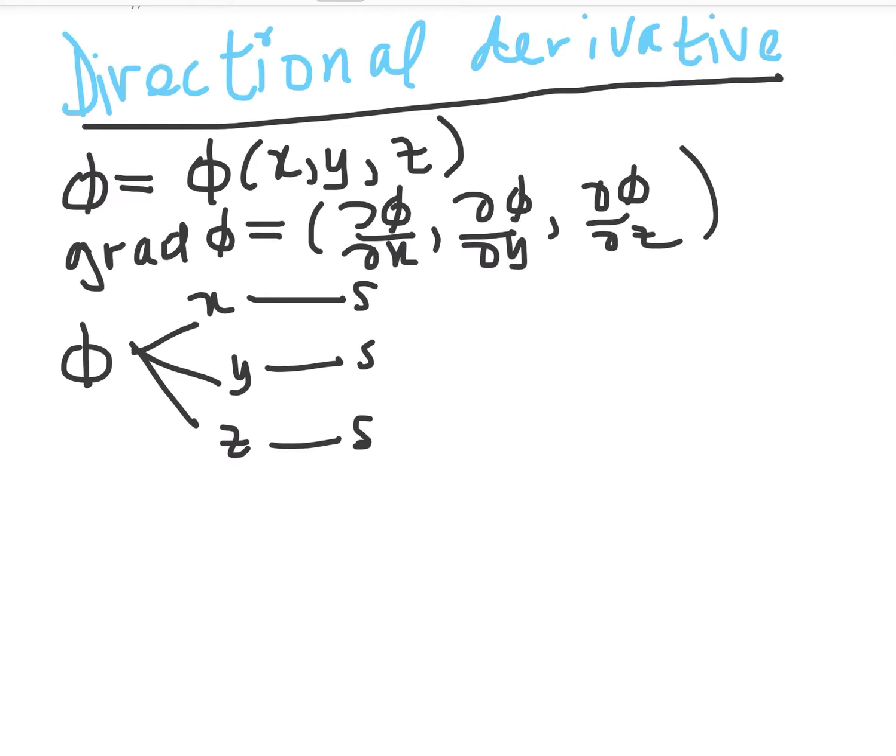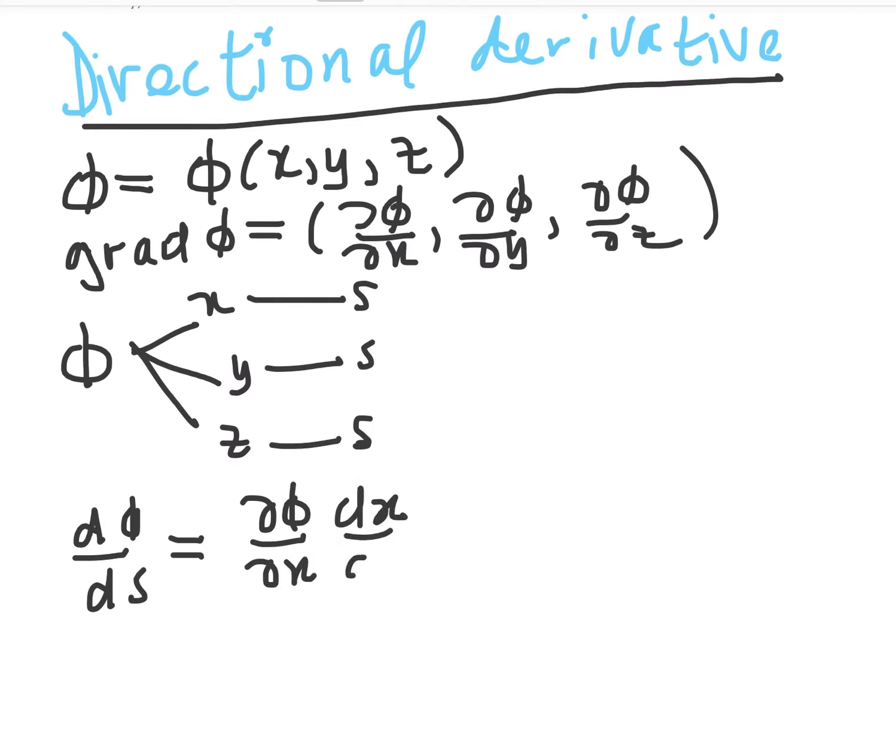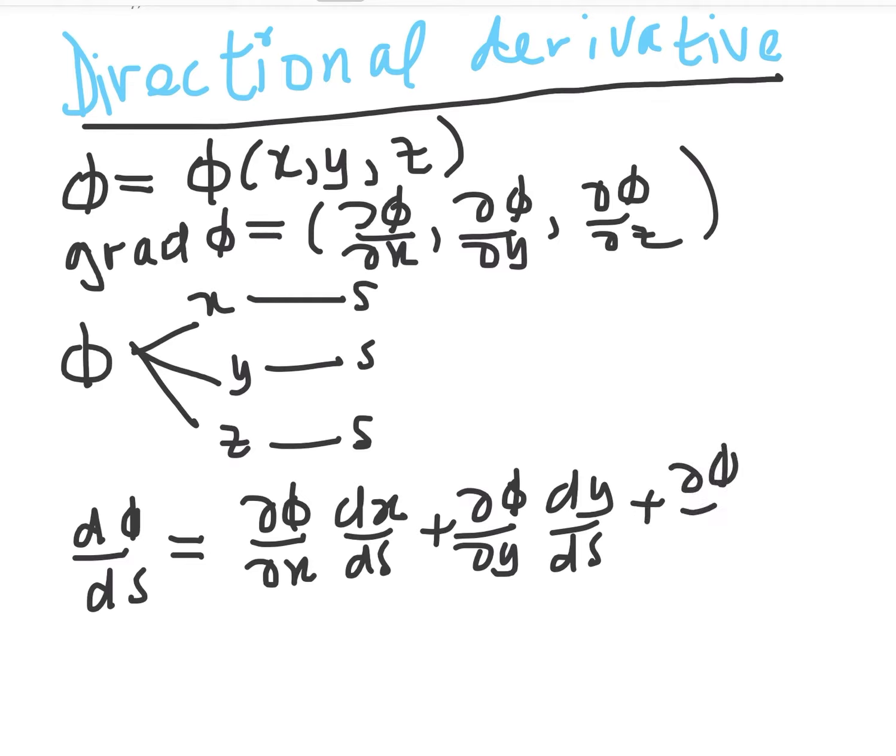In that case, if we were to take the derivative of phi with respect to the arc length, then by the chain rule for multivariables, going through the various arms of the function phi, d phi ds is the derivative of phi with respect to x times the derivative of x with respect to s, plus the partial derivative of phi with respect to y times the derivative of y with respect to s, plus the partial derivative of phi with respect to z times the derivative of z with respect to s.